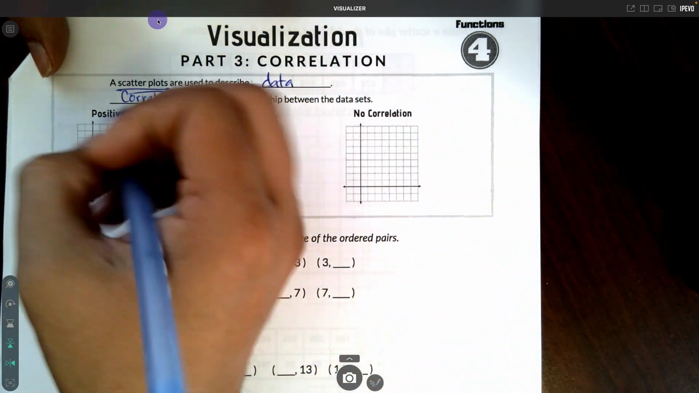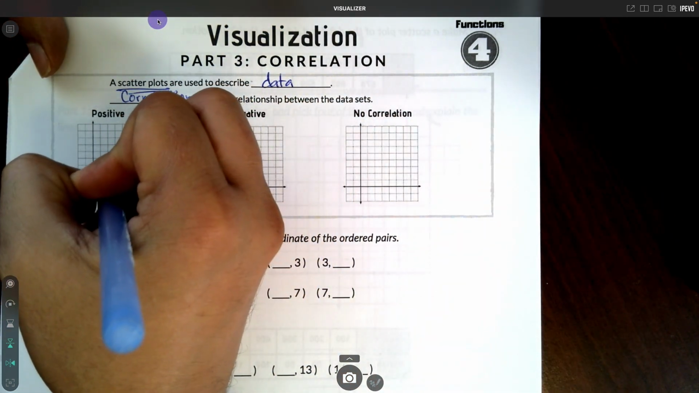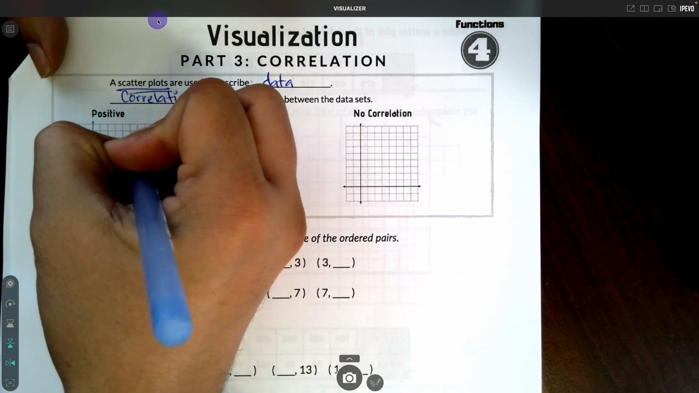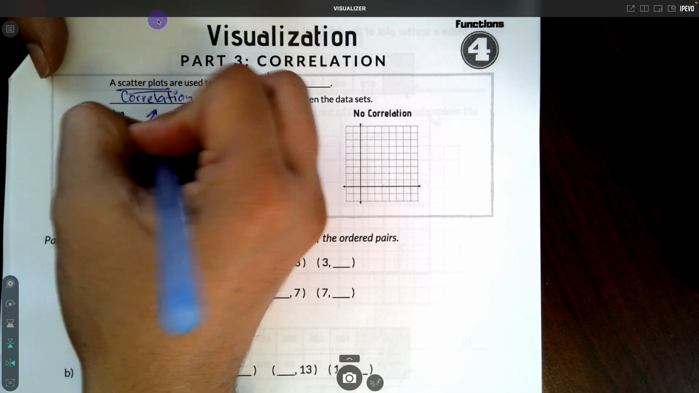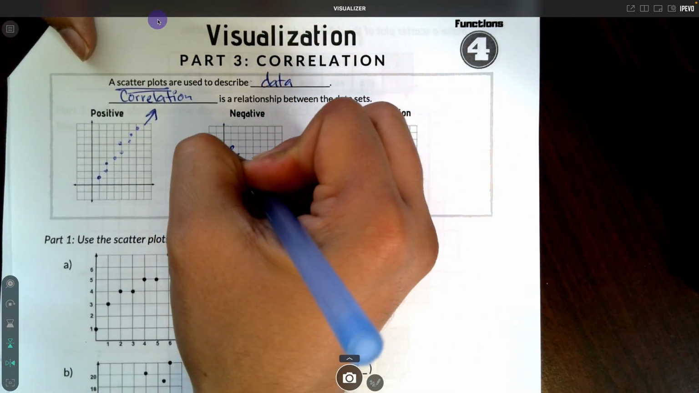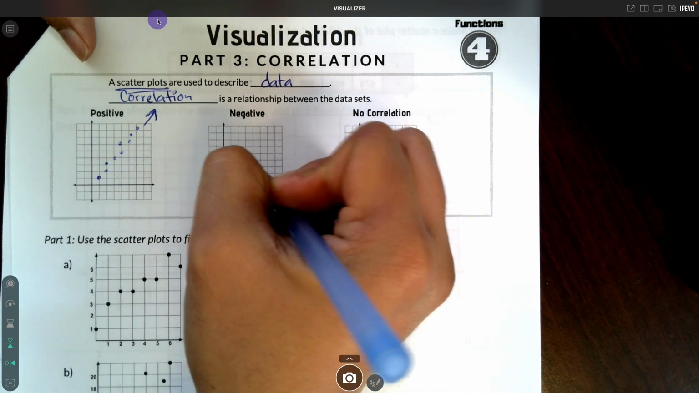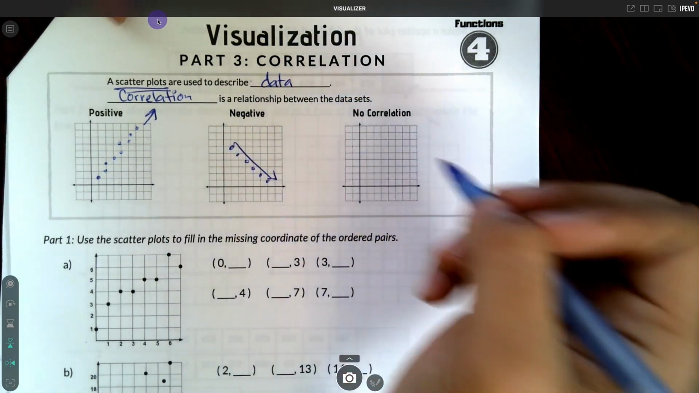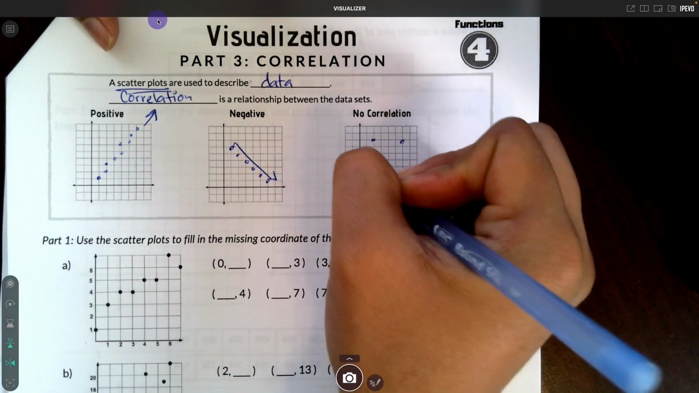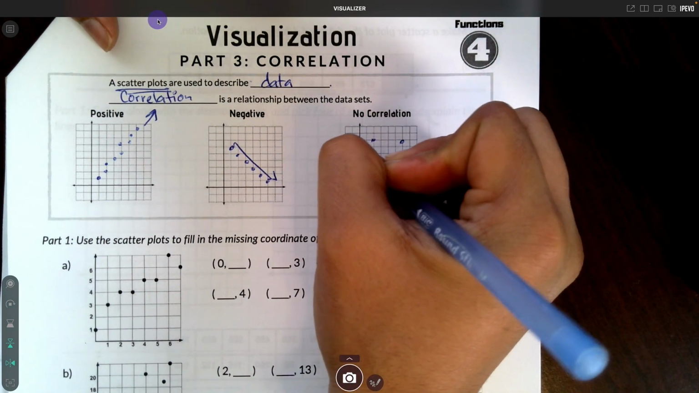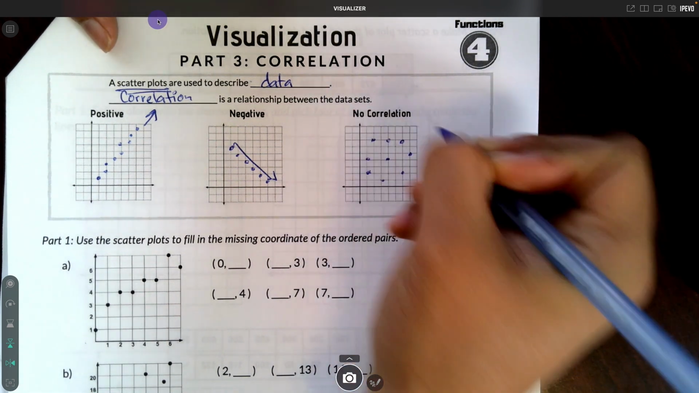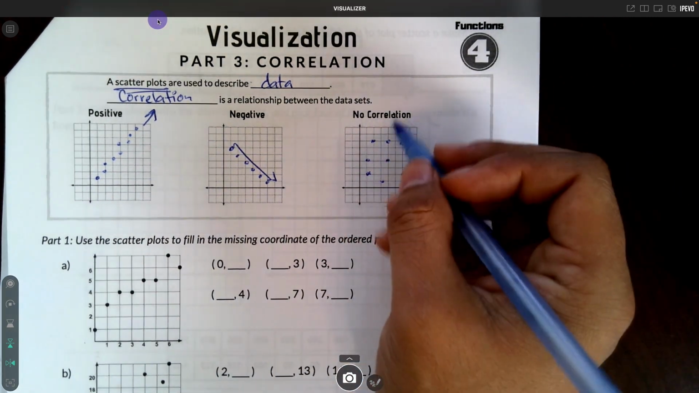If we have a bunch of dots that are all going up, we call this positive correlation. If we have a bunch of dots that are going down, we call that negative. And if you get dots that are all over the place and you can't really seem to draw a straight up or down line, we call this no correlation.